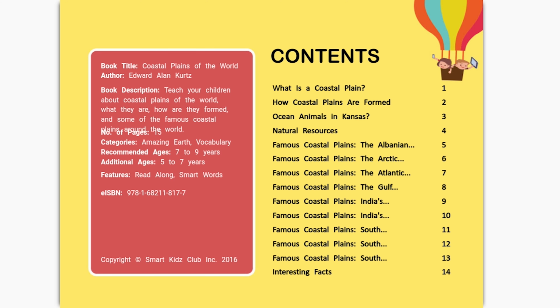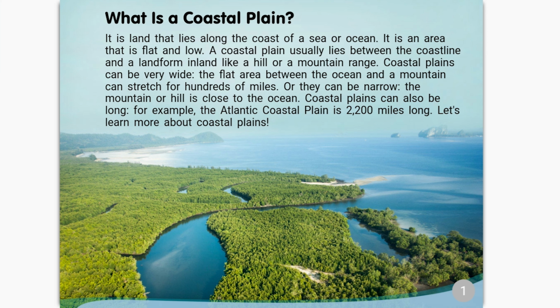Contents at a glance. What is a coastal plain? It is land that lies along the coast of a sea or ocean. It is an area that is flat and low. A coastal plain usually lies between the coastline and a landform, inland, like a hill or a mountain range.